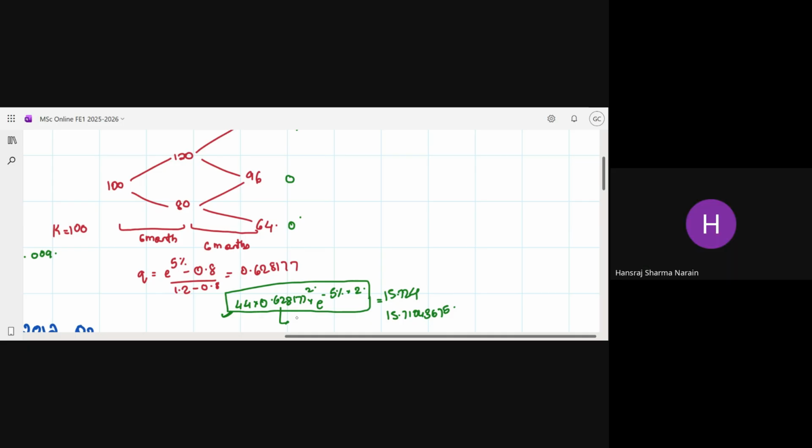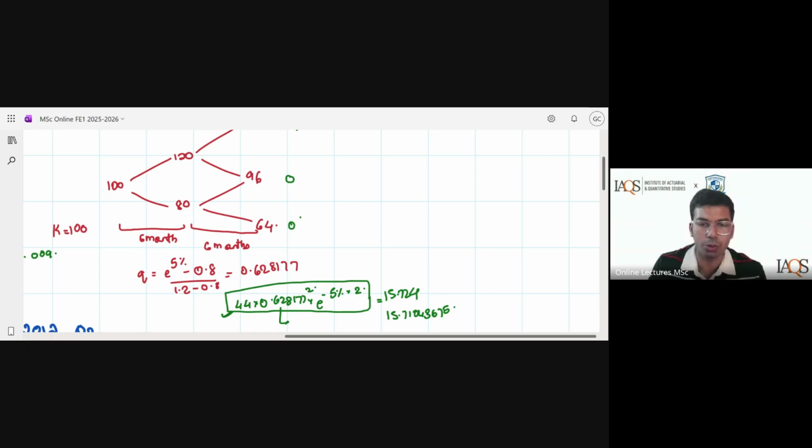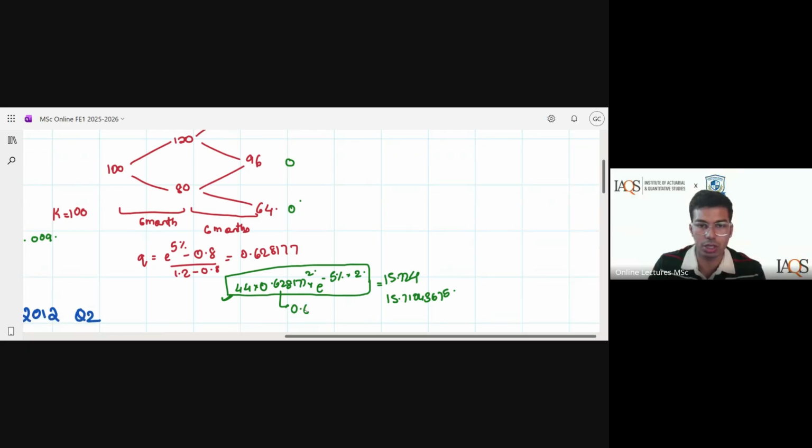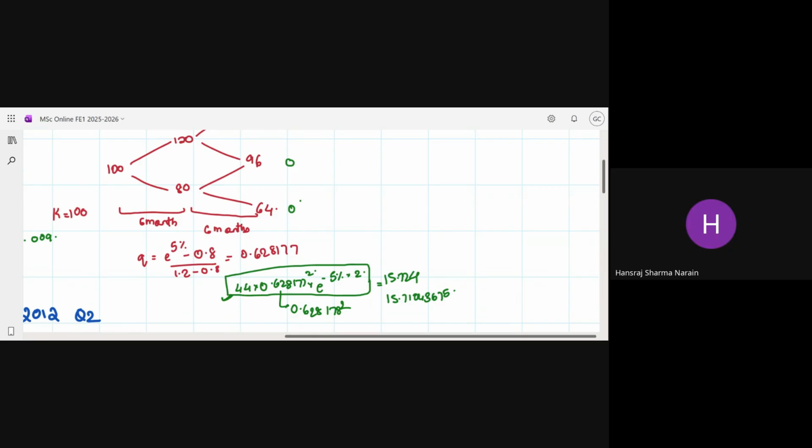So mine is 0.628178. Even then, I have 15.7104517. So it's 7104 only. Okay. Just see, even if you use 0.628178, you'll have 44 into 0.628178 square into exponential minus 5% into 2. Okay. Yeah, I think you're right. Yes, I made a mistake.